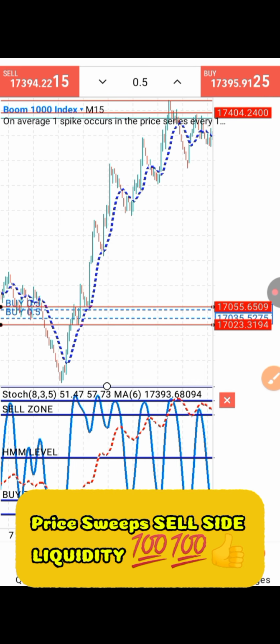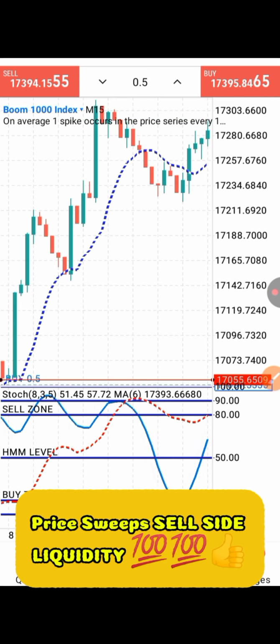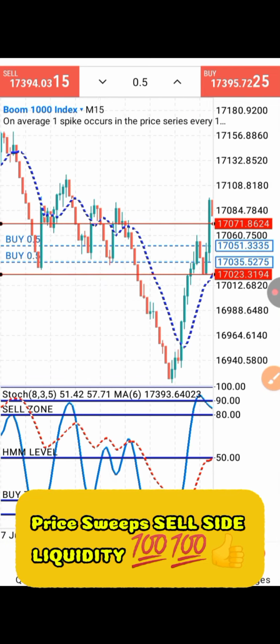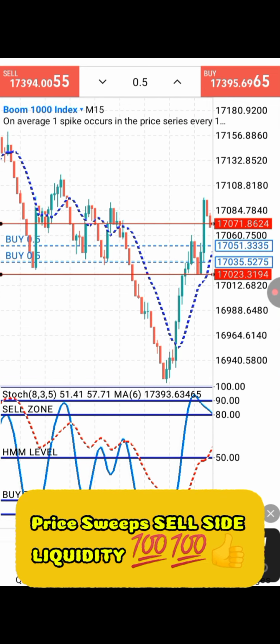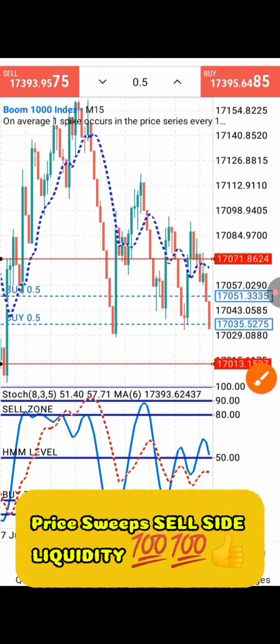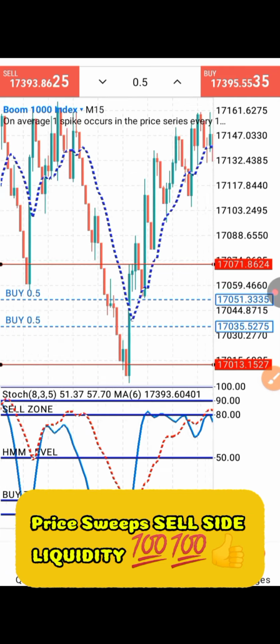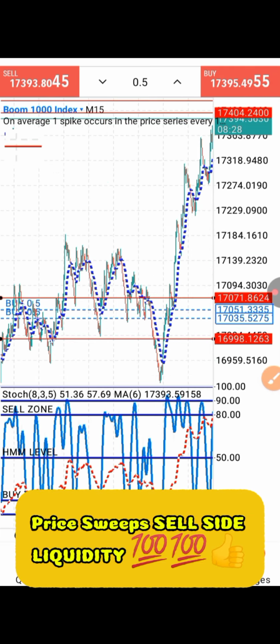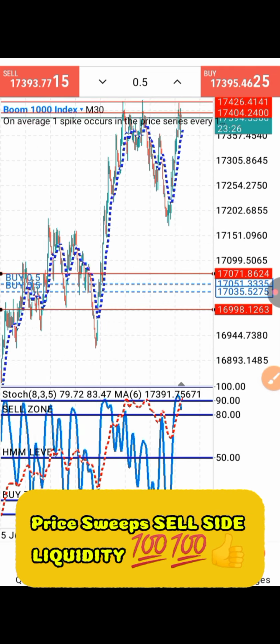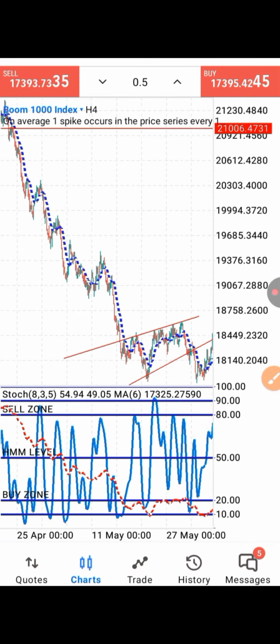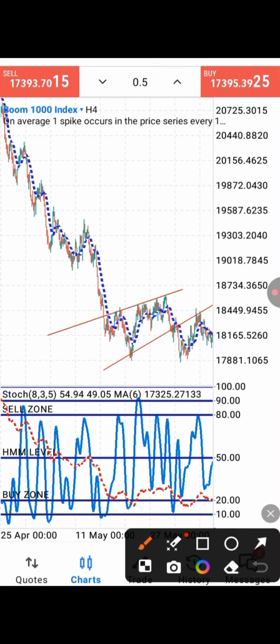Just looking at the main market structure here, you can see the market was able to sweep what we call the sell side liquidity. You see, we are in a normal market downtrend. Look at it. The market has been forming lower highs, lower lows, lower highs, lower lows, lower highs, lower lows. Let me control the market structure. You see, we are in a typical downtrend market.